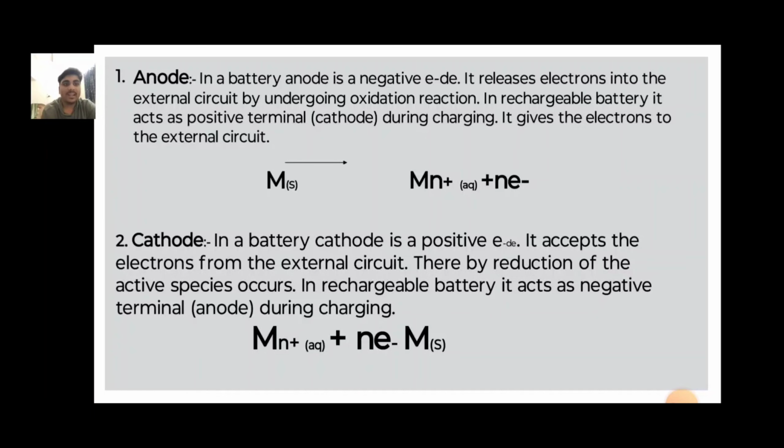Cathode. In a battery, the cathode is the positive electrode. It accepts electrons from the external circuit, whereby reduction of the active species occurs. In a rechargeable battery, it acts as the negative terminal during charging. Mn+ in aqueous solution plus ne- gives rise to M in solution.